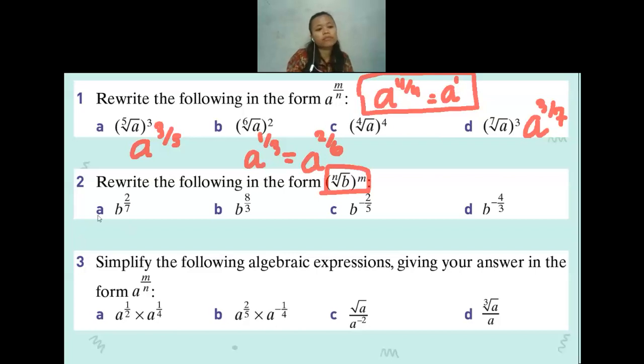Okay, if you have no question, I will move to question 2. For question 2, we already have the algebraic fractional indices. Now we have to change it into the root form. This is also fine, easy, I think. So this is 7, so it will be the 7th root of b and then to the power of 2. Is there anyone who has any difficulties if I write this as the answer? Is there anyone who is confused?